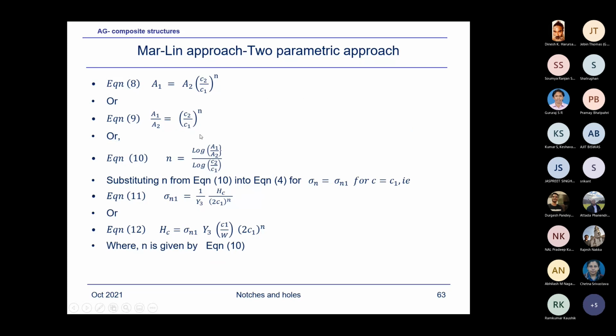And based on that, you will calculate from the test data, because when you have tested the coupon, you know sigma n1, that is notched strength for crack length C1, and sigma n2 for crack length C2. So those two parameters are known. Based on that, you can solve these equations for the determination of N and SC. So that means you can determine N and SC based on two crack lengths.